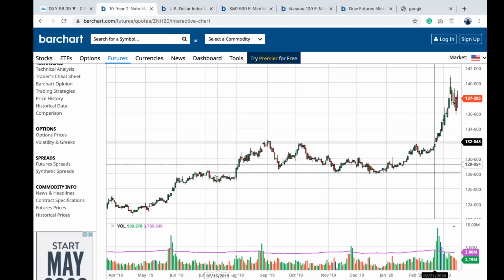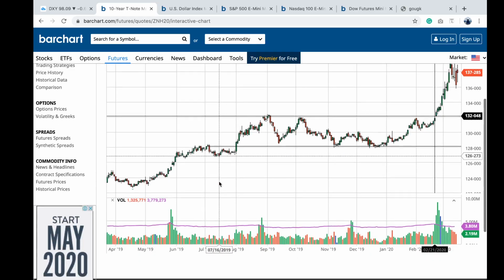They accumulated positions massively around this level. You're going to want to defend that position, which is why you want to see higher prices around that level. So this was the last range where institutional accumulation came into play on the 10-year treasury note.